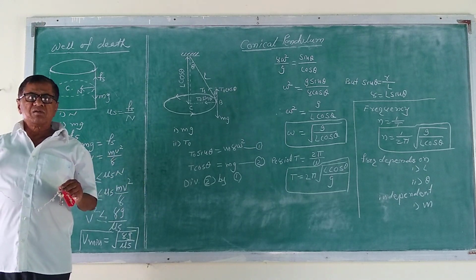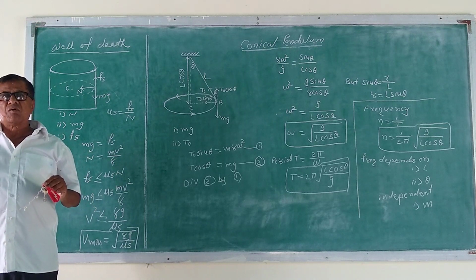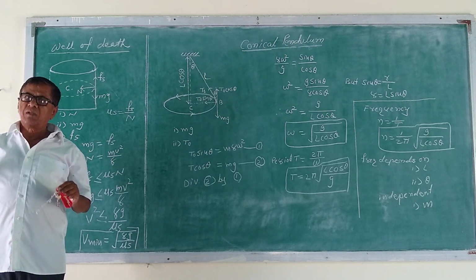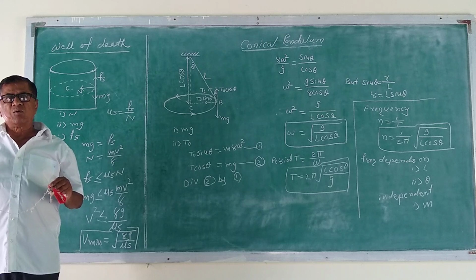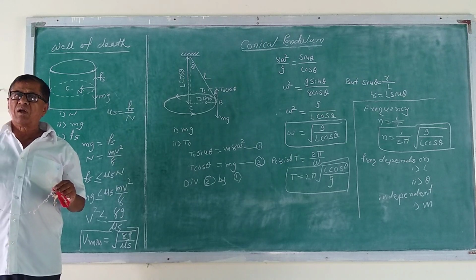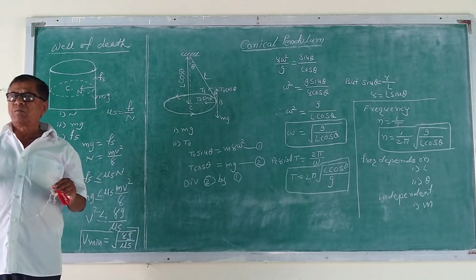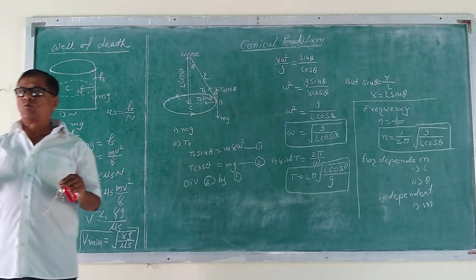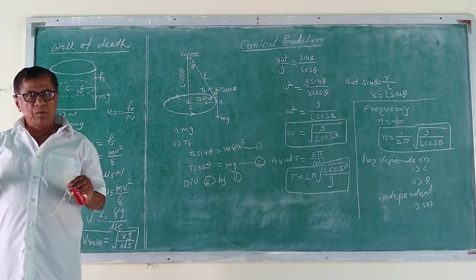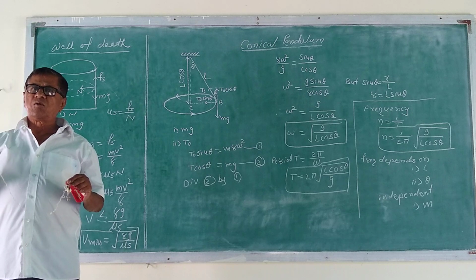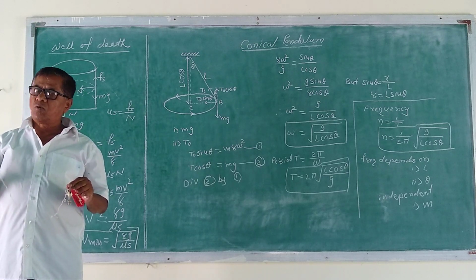The number of oscillations completed in 1 second is called the frequency. The time taken by the particle to complete one oscillation is called the period T. We have seen the formula of the period T. T is equal to 2 pi upon omega. Frequency n is equal to omega upon 2 pi.